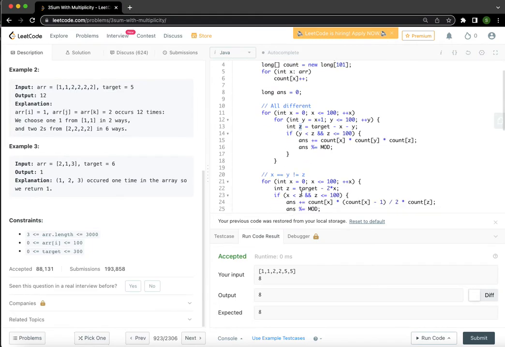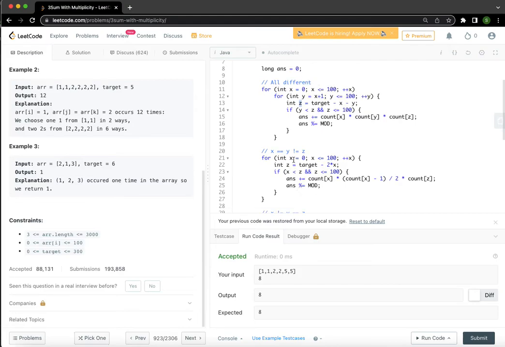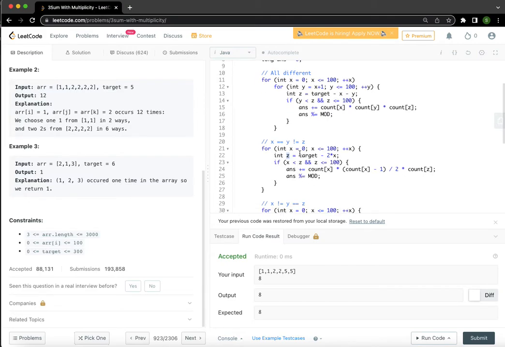And then if there are other combinations where x and y are the same but z is not the same, z in that case would be target minus 2x. So it will again check if there are some combinations, then it would add some more values to the answer, which means that more combinations are supporting that target. In our example, we did not have any, so the count of z would be 0, and the answer would remain what it was when we went through all the different cases.